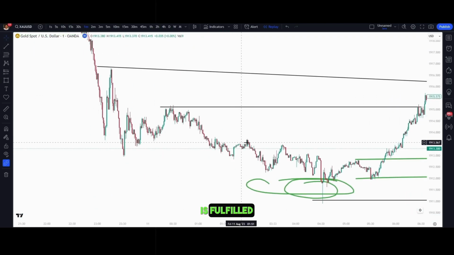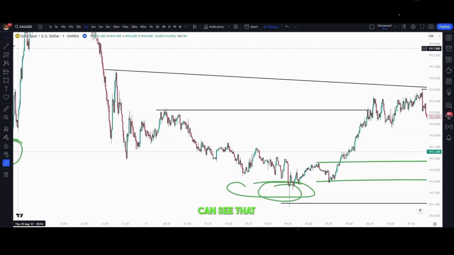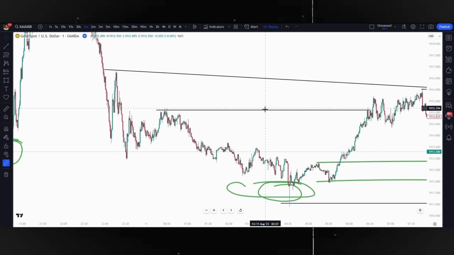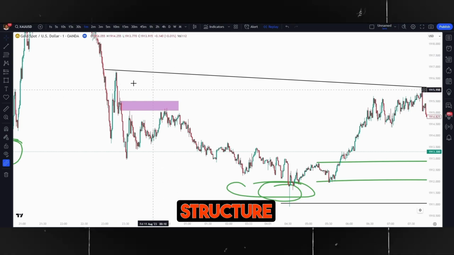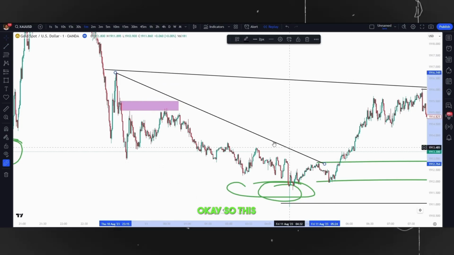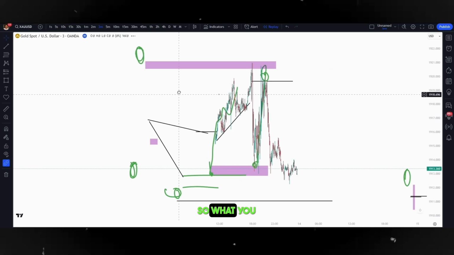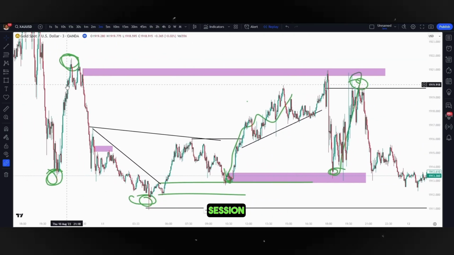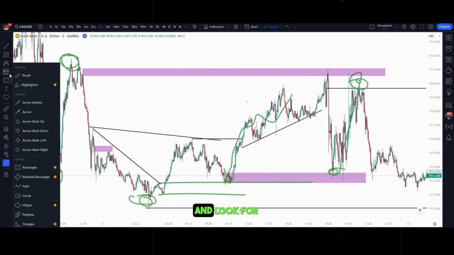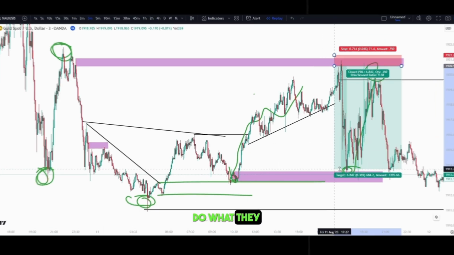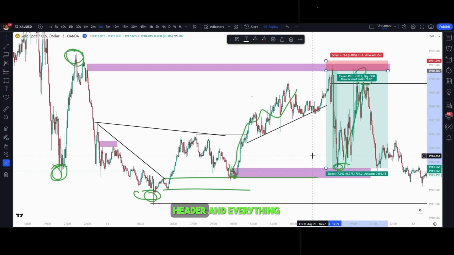Every order block is fulfilled to each other, and we can see that this is liquidity, and that this whole structure is mitigated. Okay, so this is all liquidity. So what you have to do is wait for your session and draw this order block and look for a simple entry. What many people do is they think everything is change of character and everything is break of structure. Look for liquidity areas because price can do anything.